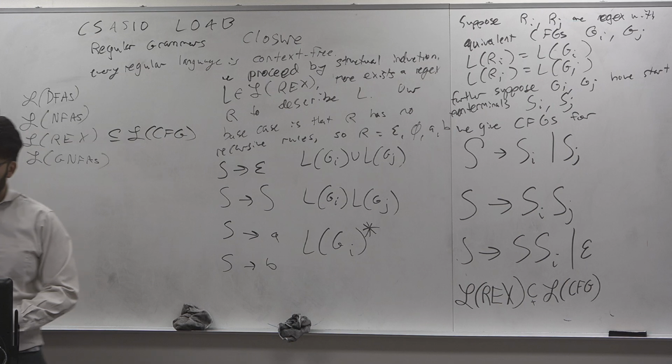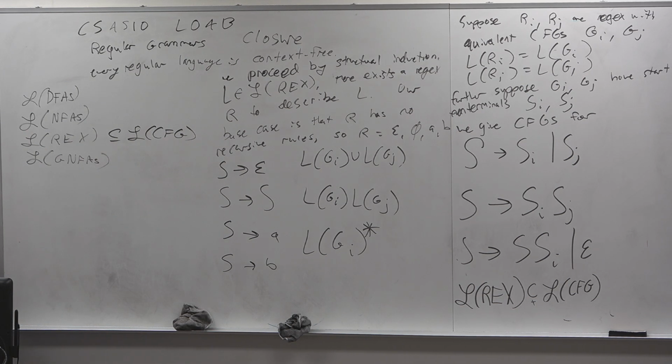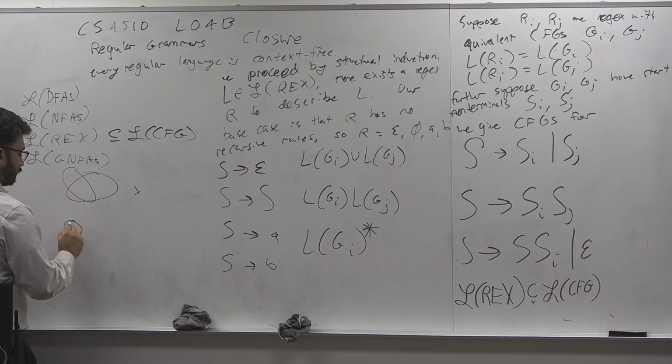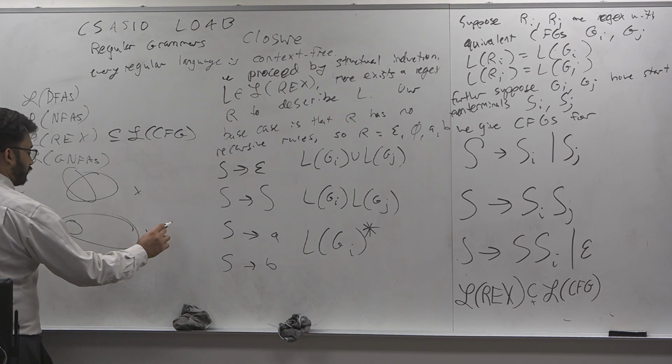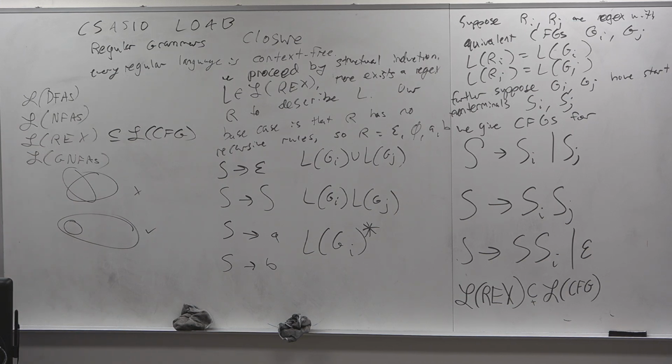So we have proven now that every regular language is context-free. That means the relationship is not something weird like this, but rather like that. So we know that this is the case. Questions on that proof?